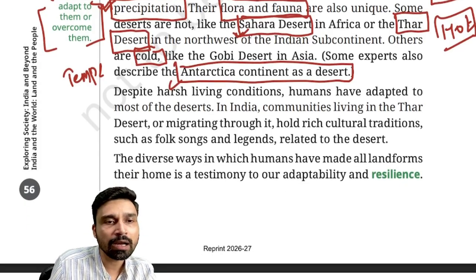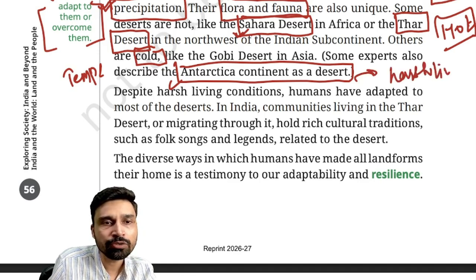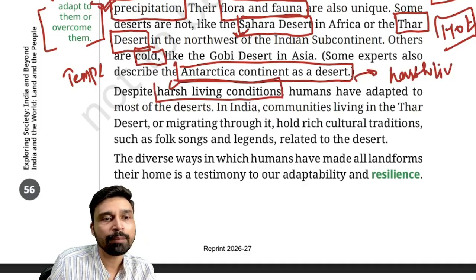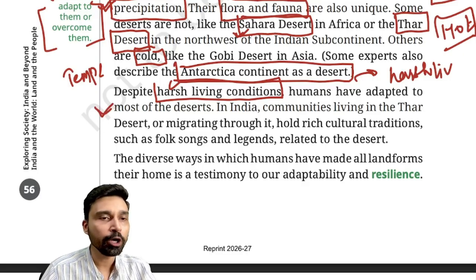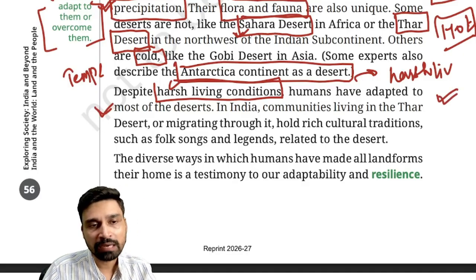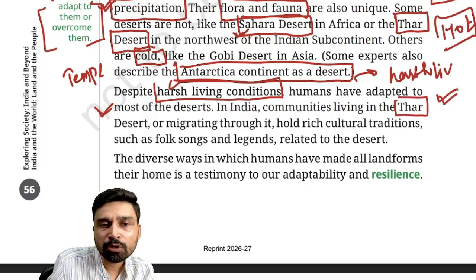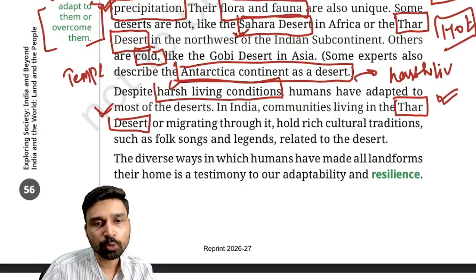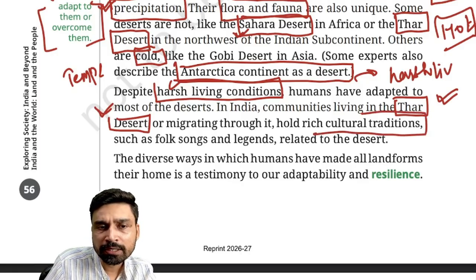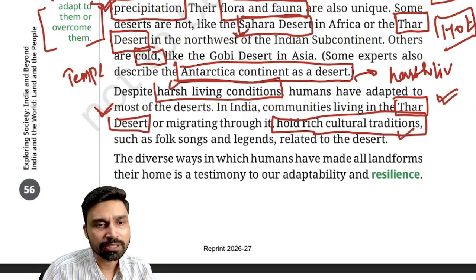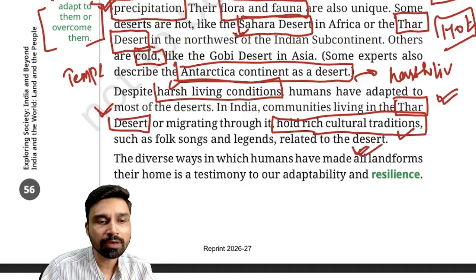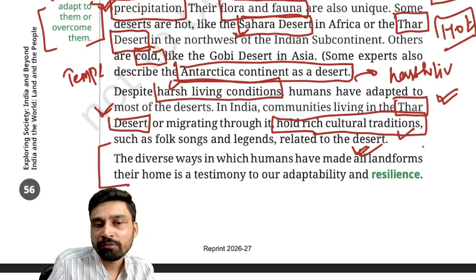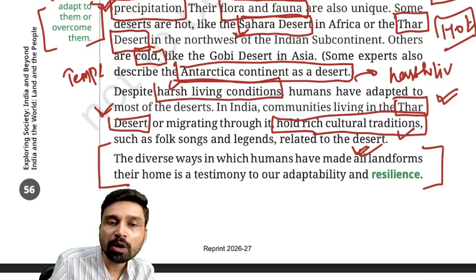Now, despite harsh living conditions, we know that deserts are one of the environments which offer very harsh living conditions. Despite this, humans have adapted to most of the deserts, because if it was not the case, deserts would be completely barren, completely devoid of human life. But we know many communities, many people, many groups are living in desert areas. In India also, you'll find a large number of communities living in the Thar Desert, or they have migrated through it. Because these communities have adapted to local desert conditions, they also hold rich cultural traditions: these people have their own folk songs, their own legends, and most of these legends revolve around the desert itself. So we can say the diverse ways in which humans have made all landforms their home is testimony to our adaptability and resilience.